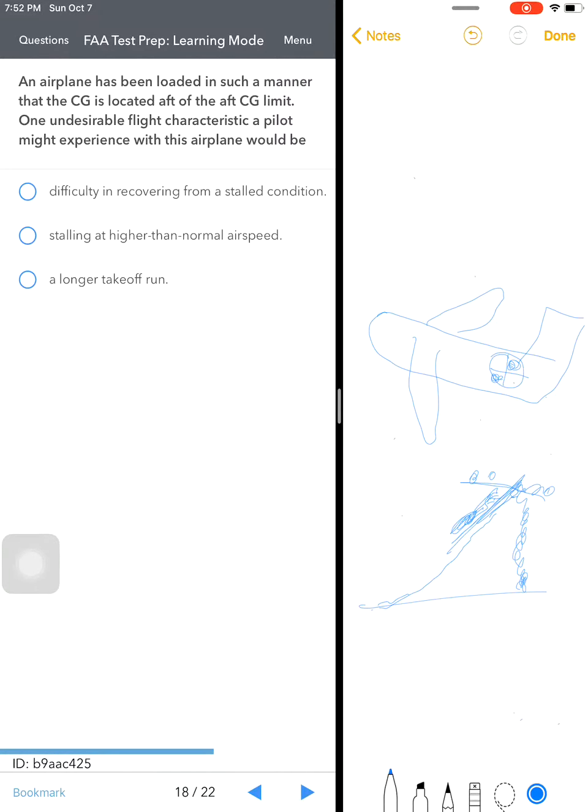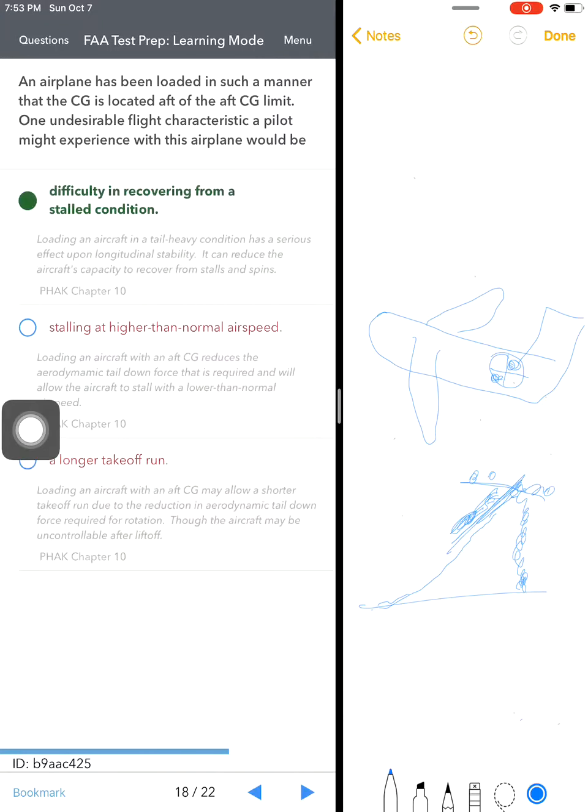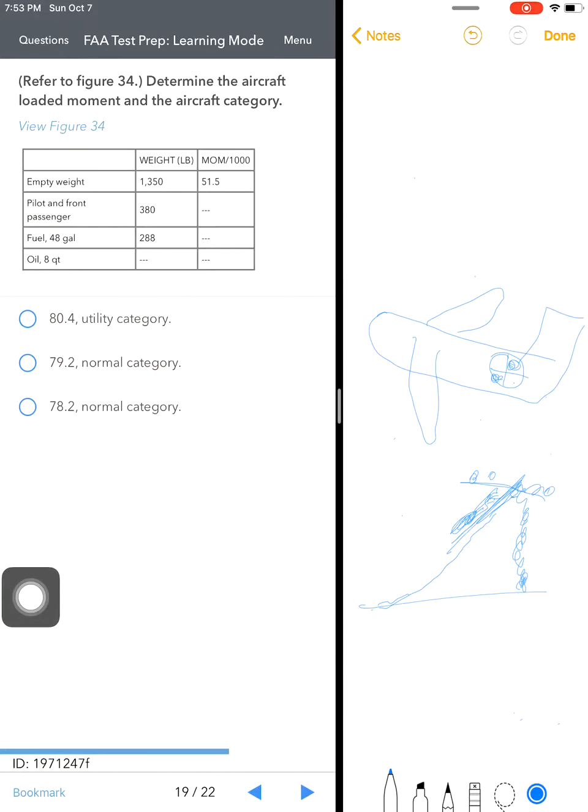So unfortunately, they died. So really sorry for them. Yeah, that's unescapable. It just says stalling at higher than normal airspeed, longer takeover. I would say difficult to recover.